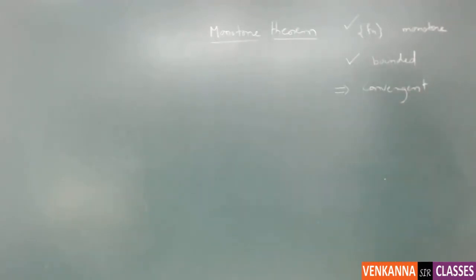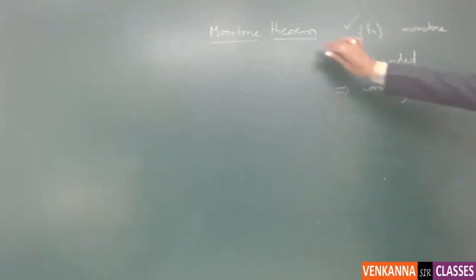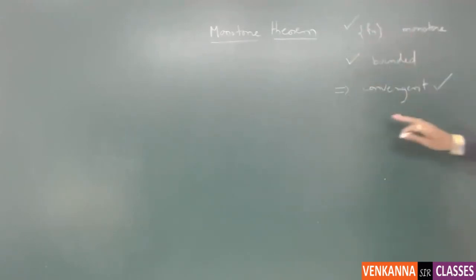So the only thing you need to do is, as and when a sequence is given to you, you should be able to say that it is monotone. So you have to verify it is either increasing or decreasing, and you should be able to specify it is bounded. So you need to tell this is the lower bound and this is the upper bound. Then automatically by this theorem, it becomes convergent. That is the concept of the theorem.